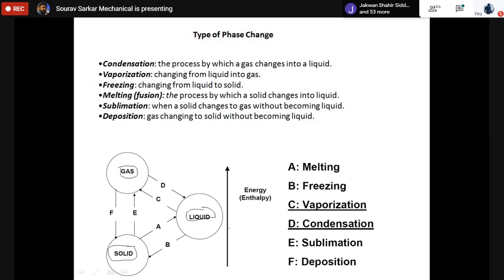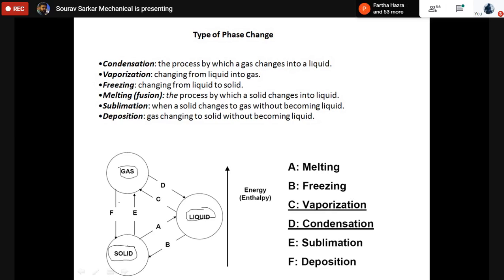Now, it may happen that the solid can be converted into liquid, maybe due to some heat addition, just like your ice cream melts. So this is basically called melting. You already know this verb, melting. And if you have liquid and this liquid is rejecting heat and converting into solid, this may be called solidification, or maybe the freezing process. Freezing is more accurate, more known to us.